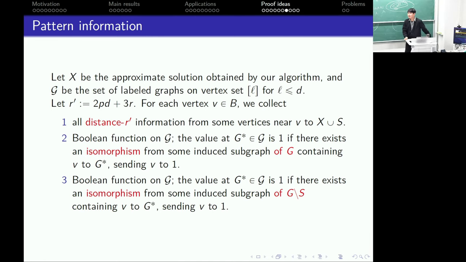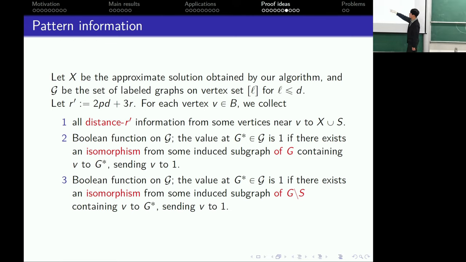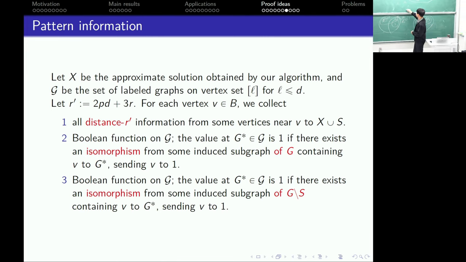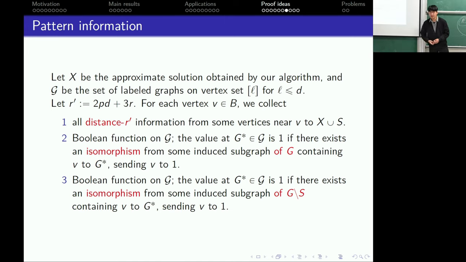And then we try to construct these two Boolean functions. The first Boolean function tries to capture all the neighborhood graphs near v. So in each v, if there is some weird graph in some F, then we capture it by giving the value of the Boolean function 1. So for every labeled graph on l vertices, where l is at most d, we will do such a thing. And we will construct a similar Boolean function on G by seeing what happens in the graph G delete S.